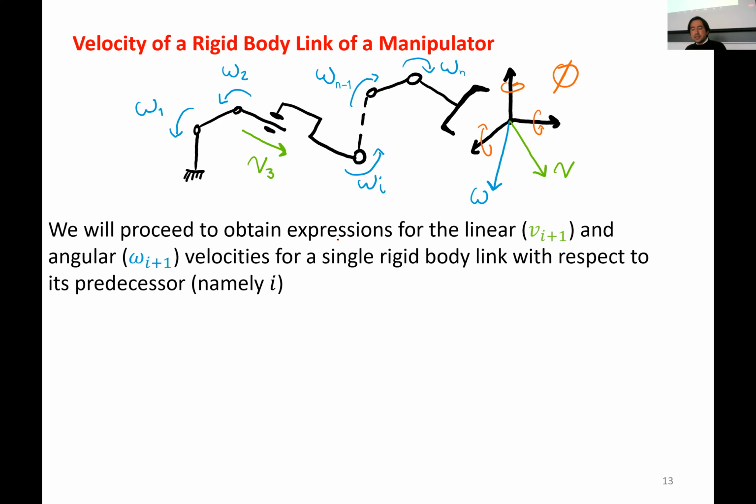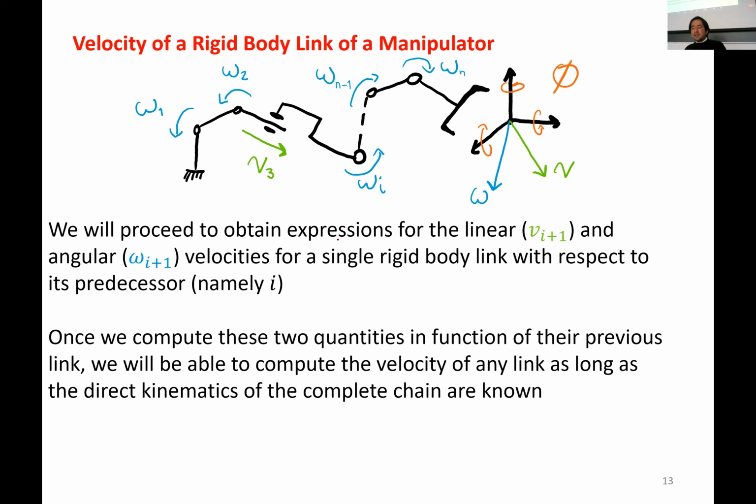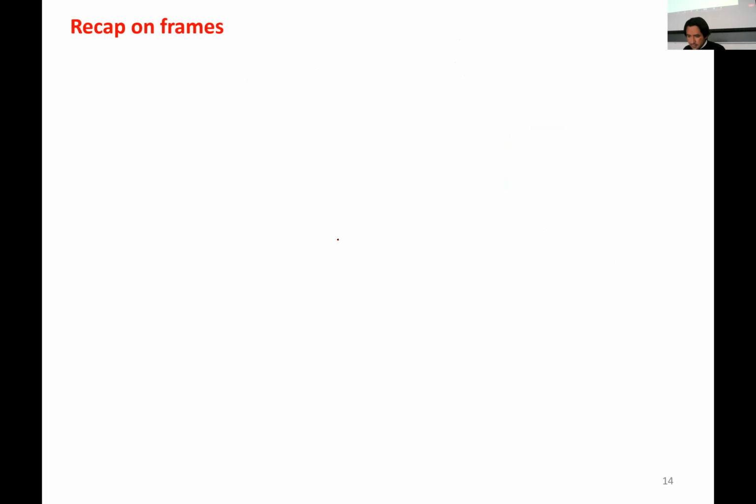So what we're going to do, as I mentioned, is find expressions for the linear and angular velocity. I'm referring here to v_{i+1}, because we're going to do it with respect to the predecessor link, right? We find expressions of the linear and angular velocity with respect to the previous links, because what we have certainty about is that the base link is not moving, and from there on we can have certainty as we move along the kinematic chain. So once we compute this function with respect to the previous link, all we need to know is the direct kinematics of the full chain.